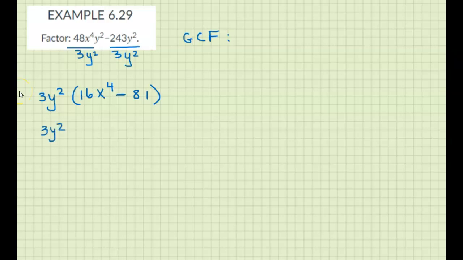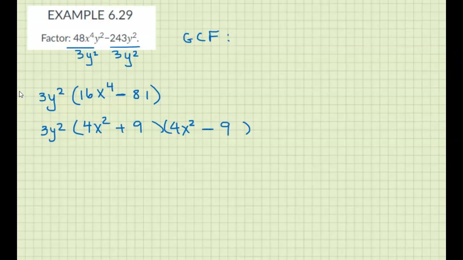So this looks like difference of squares now. Let's split it up evenly. 16x to the 4. And don't worry, that's x to the 4 because we can split it up into 4x squared and 4x squared. Right? And then the 81 is plus 9 and minus 9.